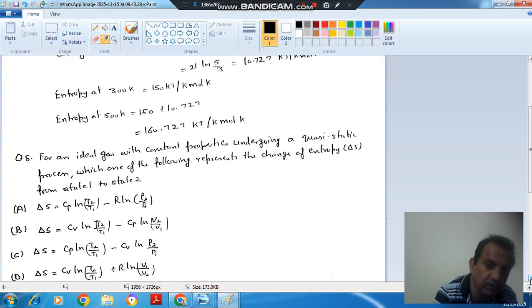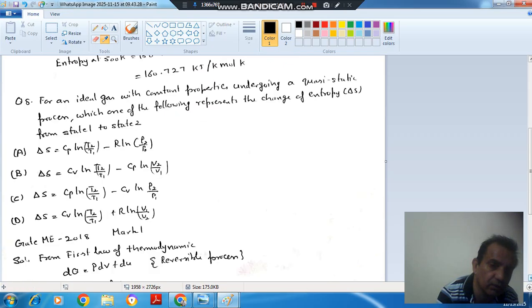Next question is, for an ideal gas with constant properties undergoing a quasi-static process, which one of the following represents the change of entropy del S from state 1 to state 2? Option A, del S is equal to Cp ln T2 by T1 minus R ln T2 by T1. Option B, del S is equal to Cv ln T2 by T1 minus Cp ln V2 by V1. Option C, del S is Cp ln T2 by T1 minus Cv ln T2 by P1. Option D, del S is Cv ln T2 by T1 plus R ln V1 by V2.